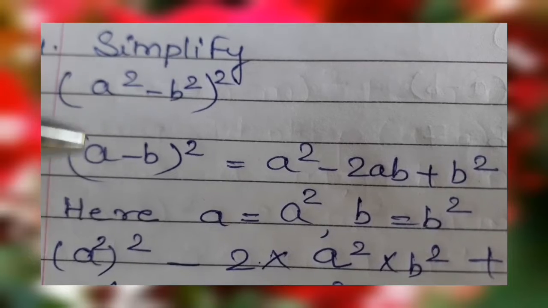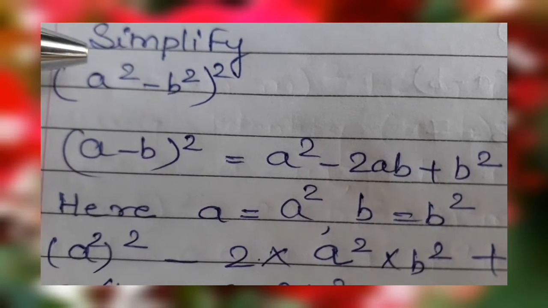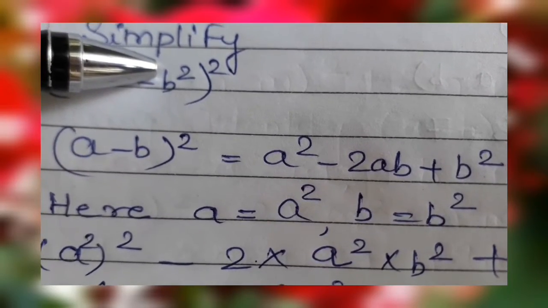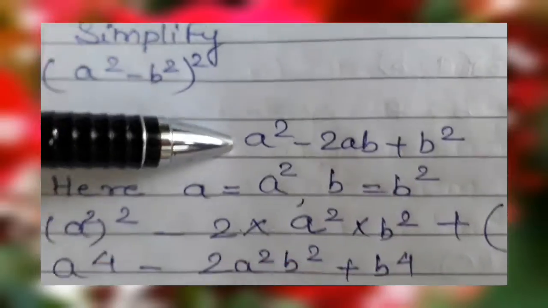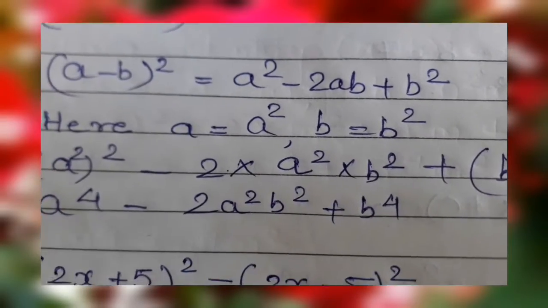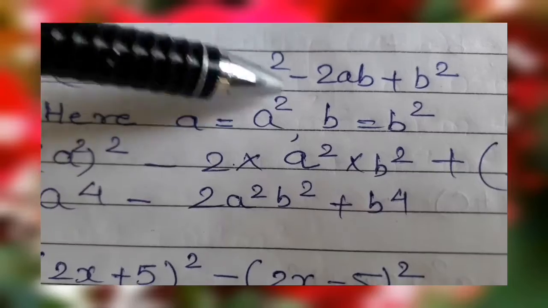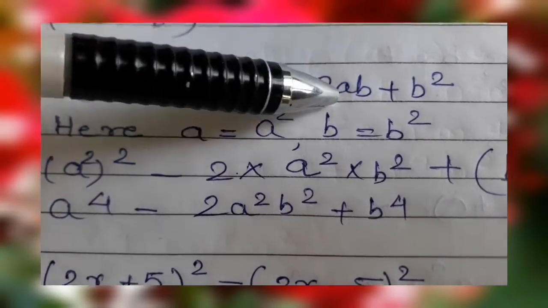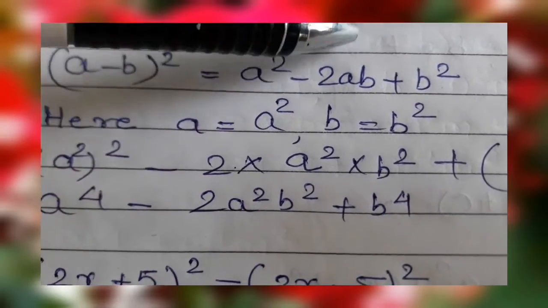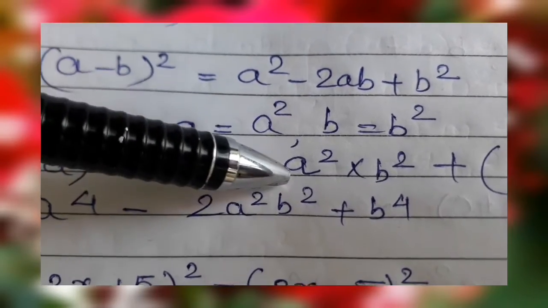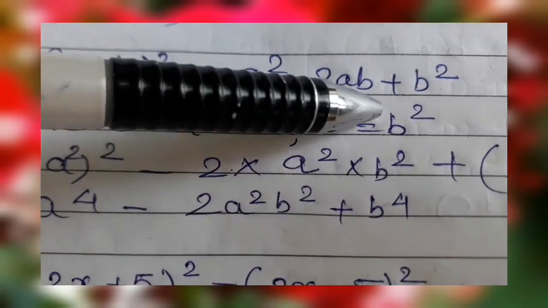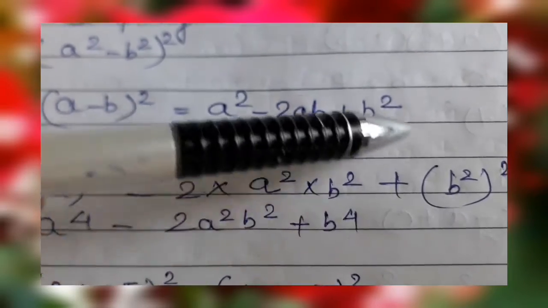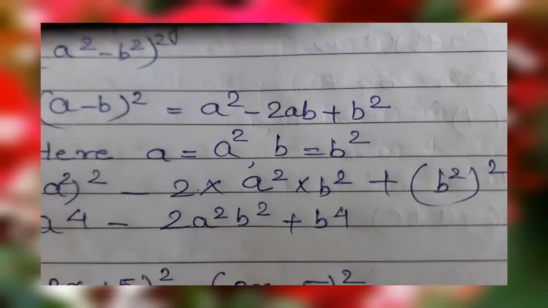Okay, when we compare this, you can see in place of a there is a², and in place of b there is b². So we'll use the identity and put in the values here. The value of a is a², and then the square of this, so we have put it here again squared, minus 2a, where the value of a is a² and b is b², plus b², where the value of b is put here, then square of this, so again I have put square here.